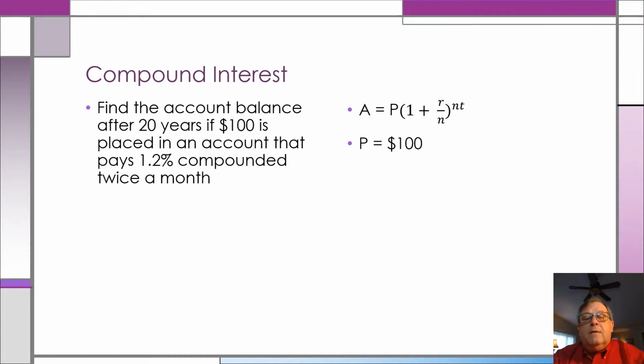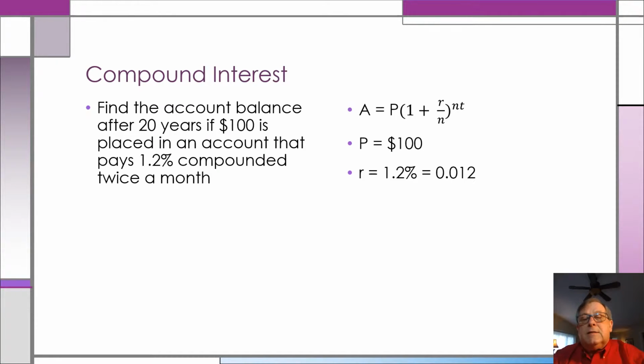All right, well, first off, A is what we're trying to find. We're going to try to find the amount after 20 years where we've received 1.2% interest compounded twice a month. So P is $100. Next we'll look at R. R is 1.2%. That's our rate of return. That's our amount of interest to be paid. And we're going to convert that to decimals by moving that decimal place 2 places to the left. So R is 0.012.